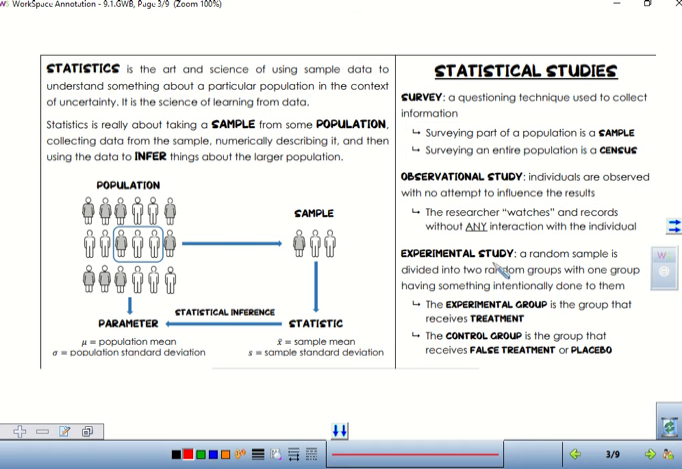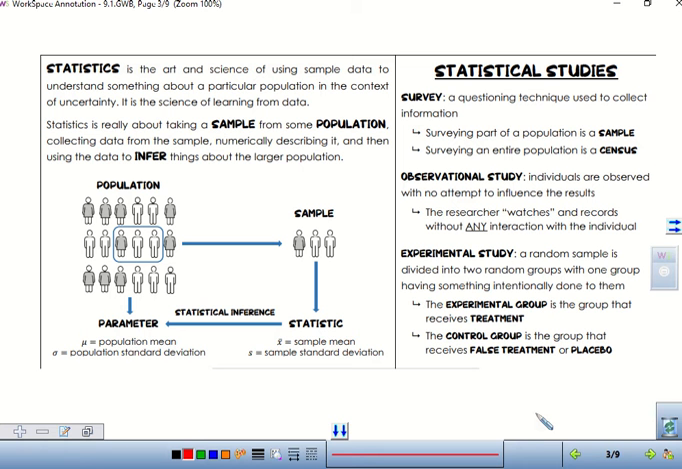And an experimental study is where you're actually imposing an experiment on someone or a group. A random sample is divided into two random groups, with one group having something intentionally done to them. So there's the experimental group, the group that receives the treatment, and the control group, the group that receives a false treatment or a placebo. Everybody know what a placebo is? So for anybody who doesn't know, I'll just mention, a placebo is like you think you're receiving a pill that does something, but it doesn't actually do anything. It's like a sugar pill, okay?